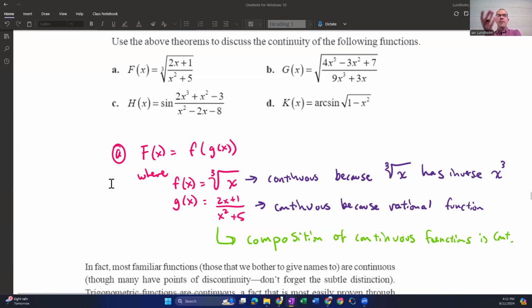And really, all of these problems are going to have a similar flavor. This one worked out pretty nicely because the cube root of x is nice. It's continuous everywhere on its domain. If this was an even root, there might be a little bit more to consider since we'd only want to put in positive values for that. This rational function is really nice because the denominator here is never going to be 0.